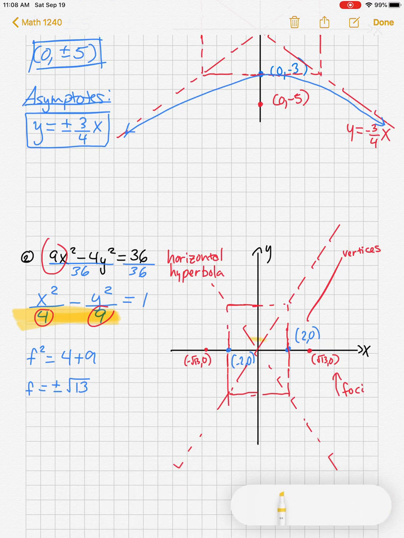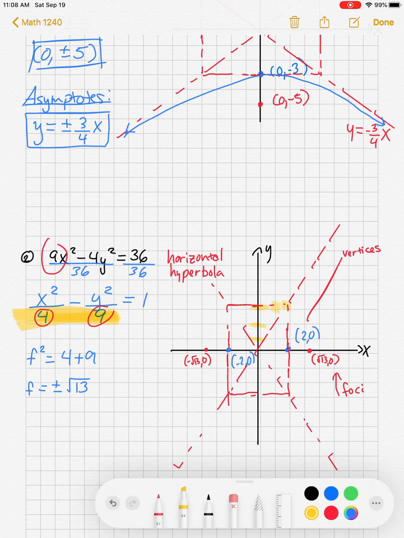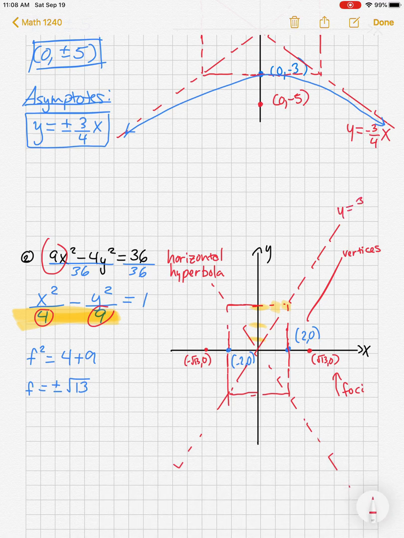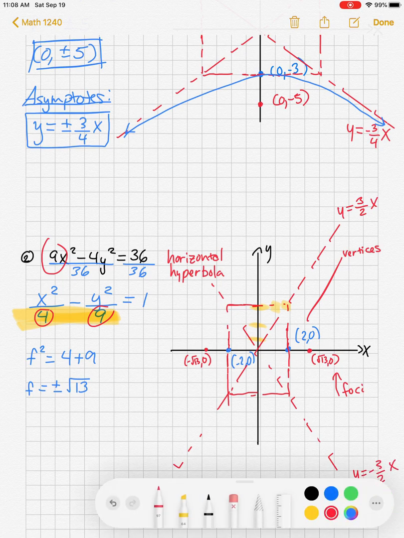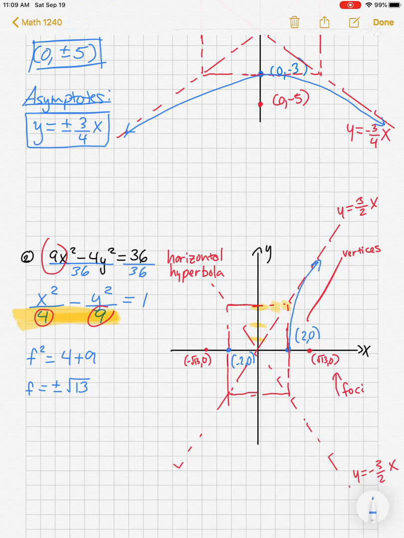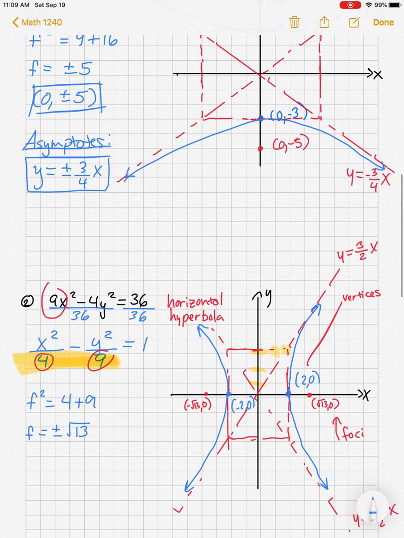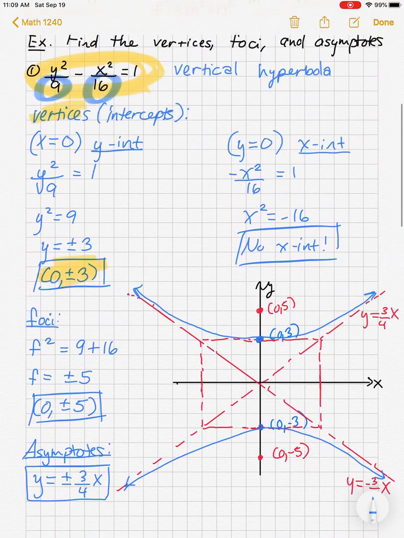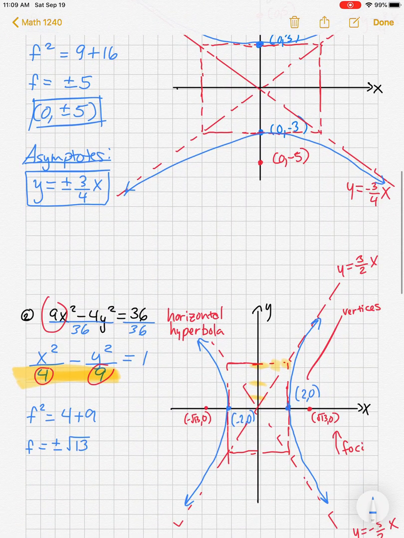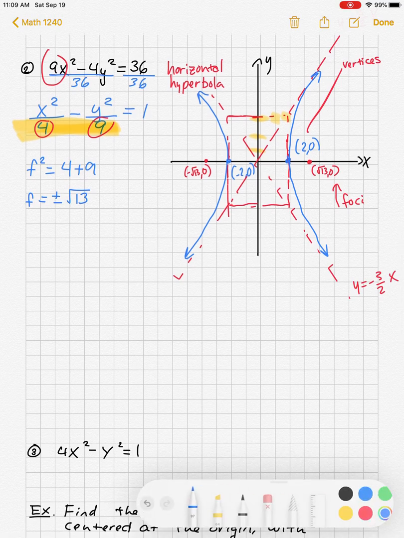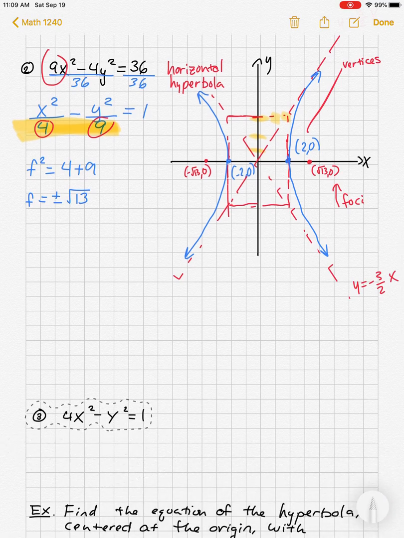Okay, so what is the slope? Up 3, right 2. So 3 halves. And this one would be negative. So let me draw in the hyperbola. Something like that. Not too bad. And that's everything. There's one more, but they're all pretty much the same thing.